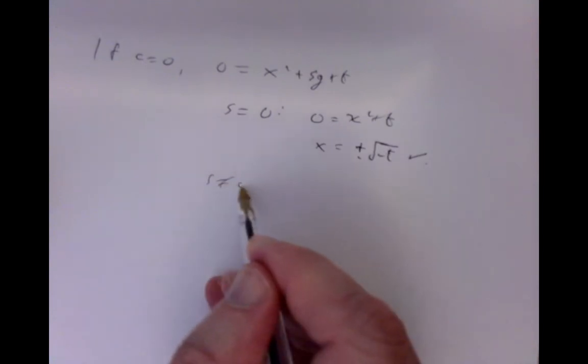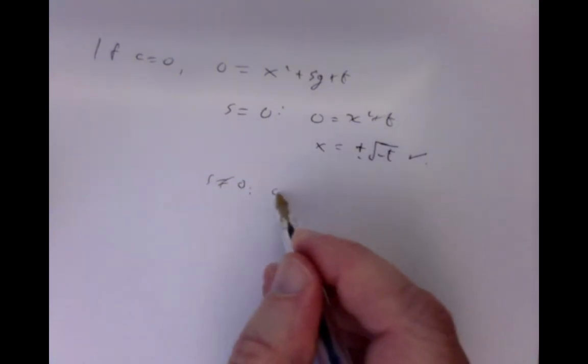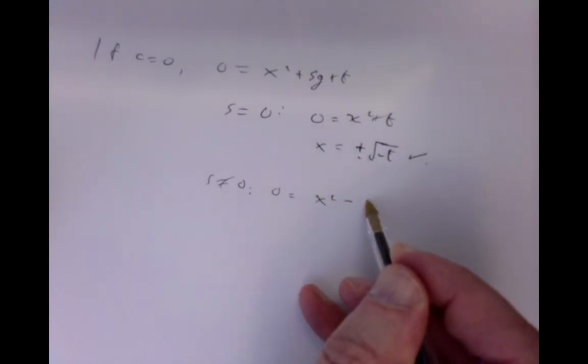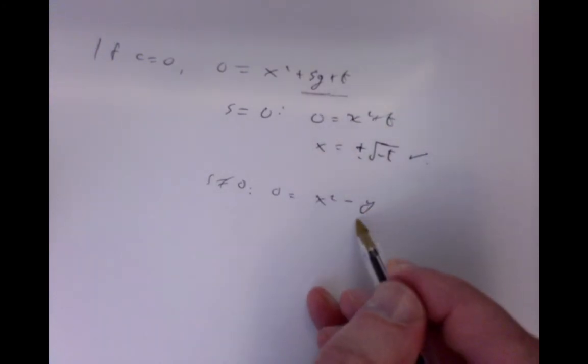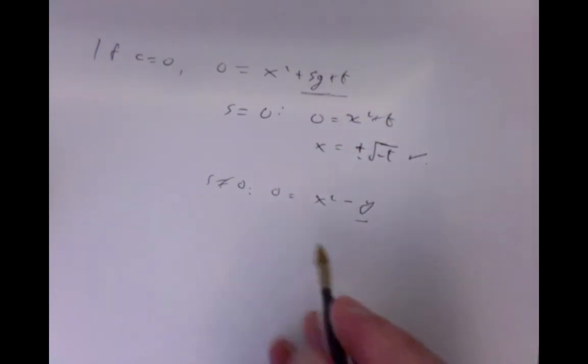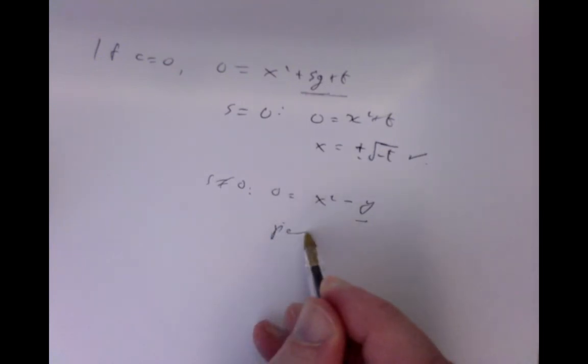And then if s is not 0, then you've got 0 equals x squared minus y, because it's a non-zero linear function, so you can change variables to make this just become minus y instead of sy plus t by a linear change of the y variable, and so you get a parabola.